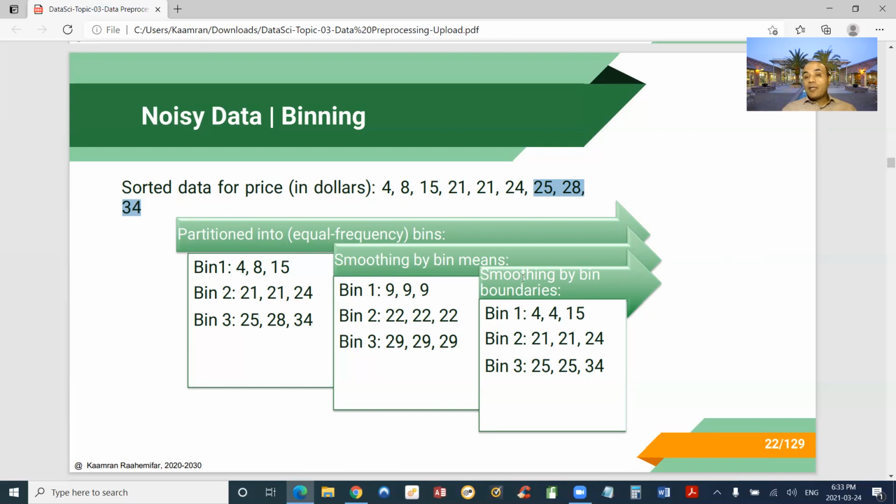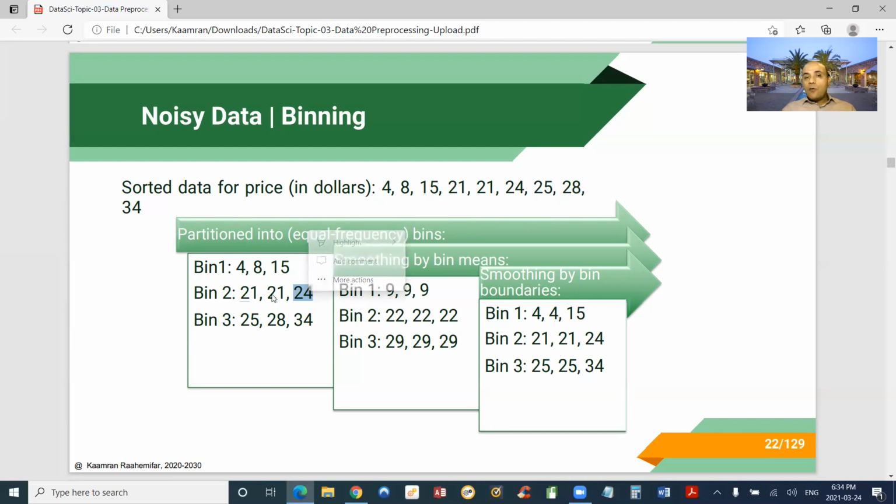Another thing you could potentially do is binning using the boundaries. Now, I know that the average is 9. Anything below the average is going to go to the left boundary. Anything above the average is going to go to the right boundary. So 4 is, of course, the left boundary. 8 is less than 9, so it's going to be 4. So I'm going to replace it by 4. 15 is the right boundary. I'm going to leave it. 21 and 24 are going to be my boundaries. I'm going to put them there.